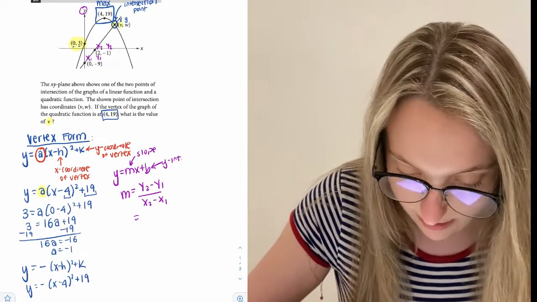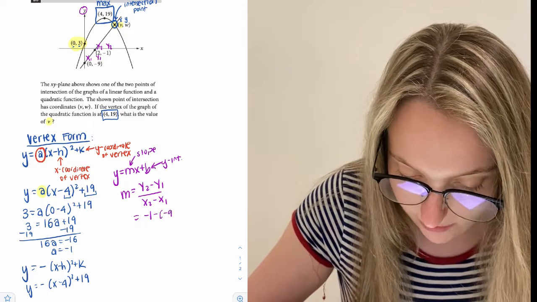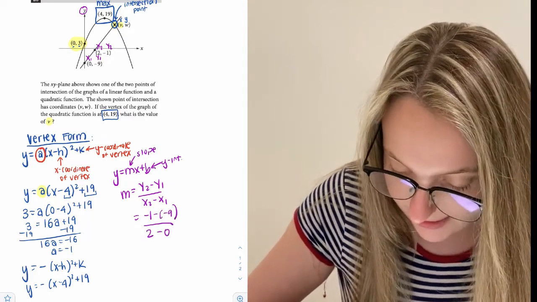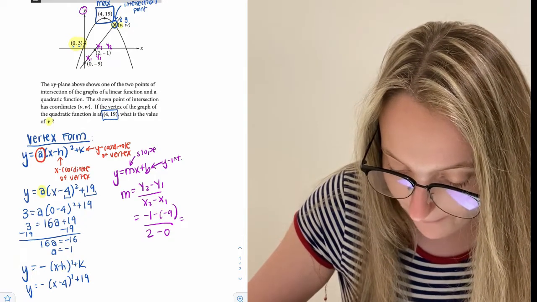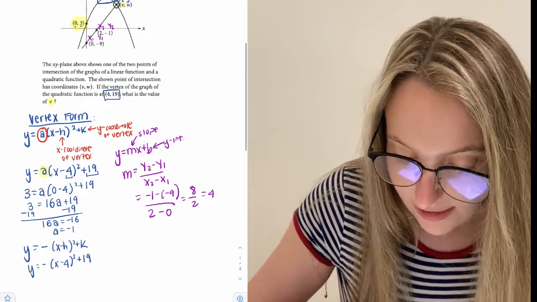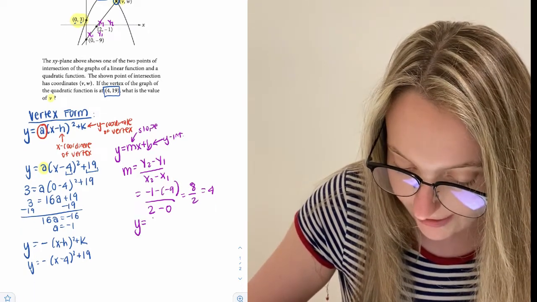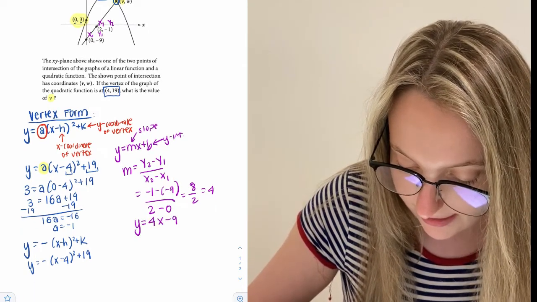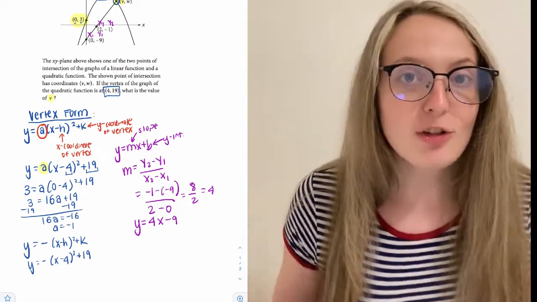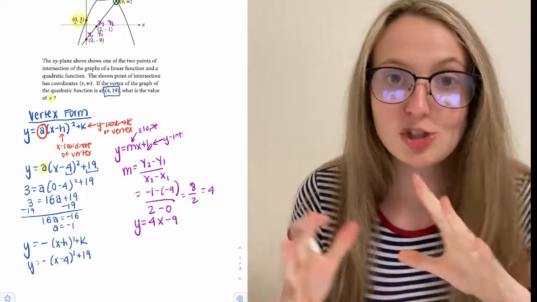So let's call this x1, y1, and we'll call this x2, y2. So we get then -1 minus -9 over, -1 goes with 2, so 2 minus 0, that gives us on the top -1 plus 9 is 8 over 2, so the slope is 4. So the final equation of this line then is y is equal to 4x minus 9. All right, so now we finally have the equation of the quadratic. We finally have the equation of the line.